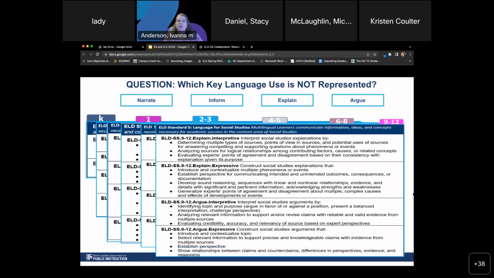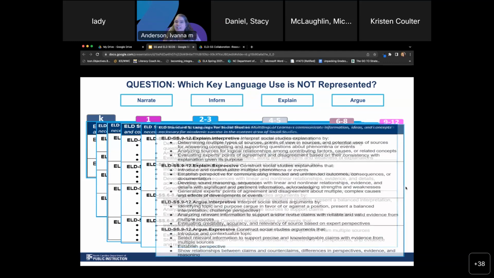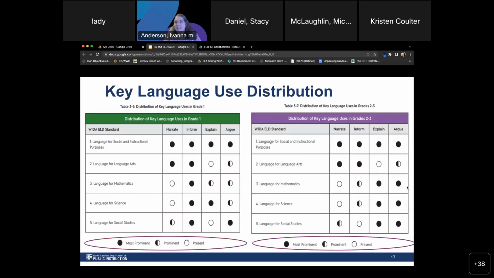So of these 4 key language uses, narrate, inform, explain, and argue, which key language use is not represented in the K through 12 progression for social studies? Which one did you not see? Okay, we saw inform in kindergarten and first grade, but narrate we did not see at all showing up in these charts. If you go to the next slide, again, we want to point out that it is not because it doesn't exist. It's because it is not the most prominent.